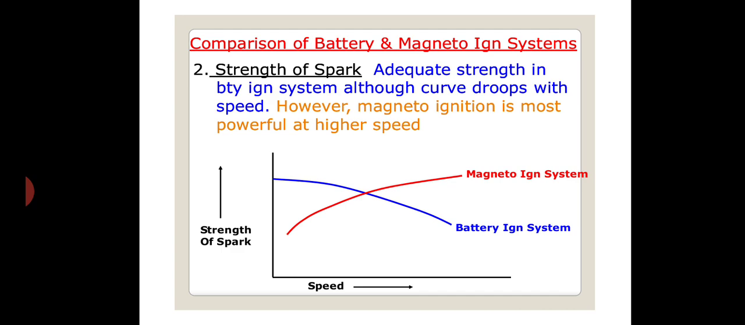Now, regarding the strength of the spark, we find that there is adequate strength in the battery ignition system, although the curve drops with the speed. However, the magneto ignition system is the most powerful at high speed. Why does this happen? Because the battery ignition system provides high intensity of spark at low speed and low intensity at high speed of the engine. But the magneto ignition system provides low intensity of spark at low speed and high intensity at high speed.